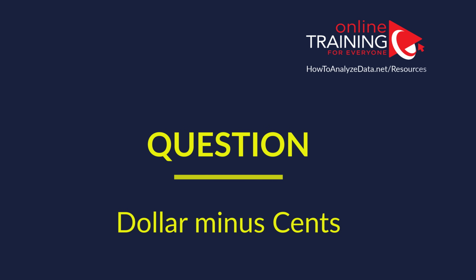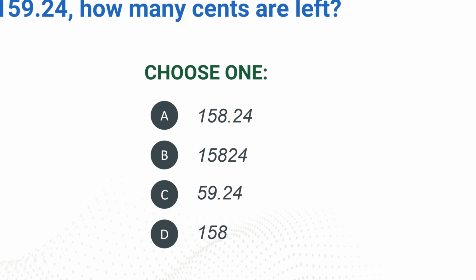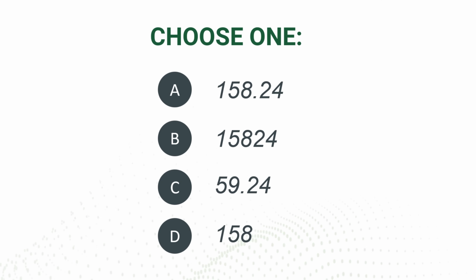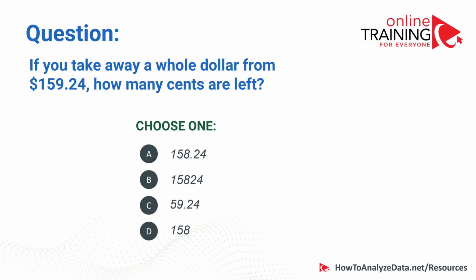Now let's look at the tricky question which you frequently see as part of the tests. If you take away a whole dollar from $159.24, how many cents are left? And you have four choices: 158.24, 15,824, choice C 59.24, and choice D 158. Which one do you think is right here? Let's see how we can answer this question correctly.